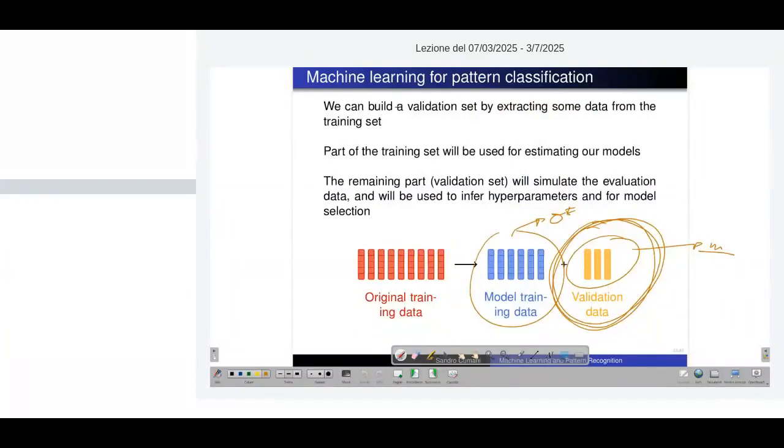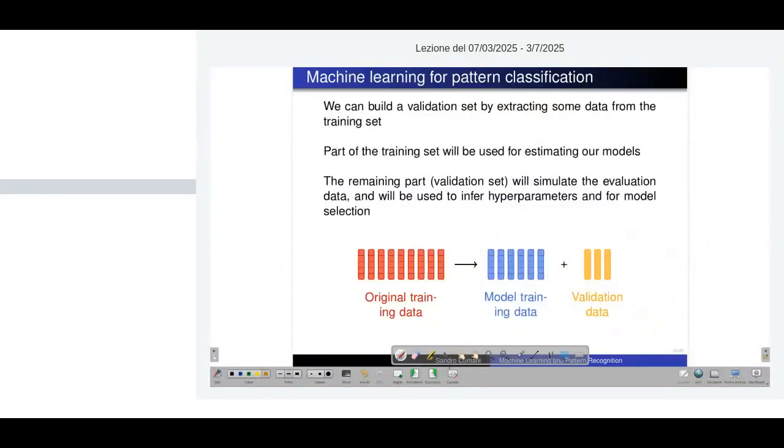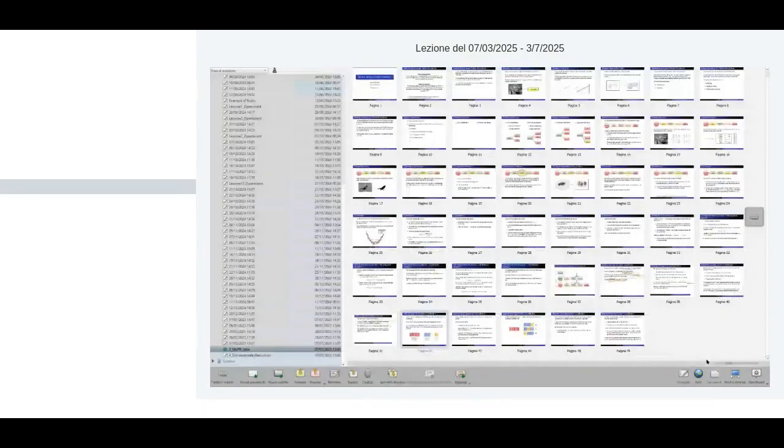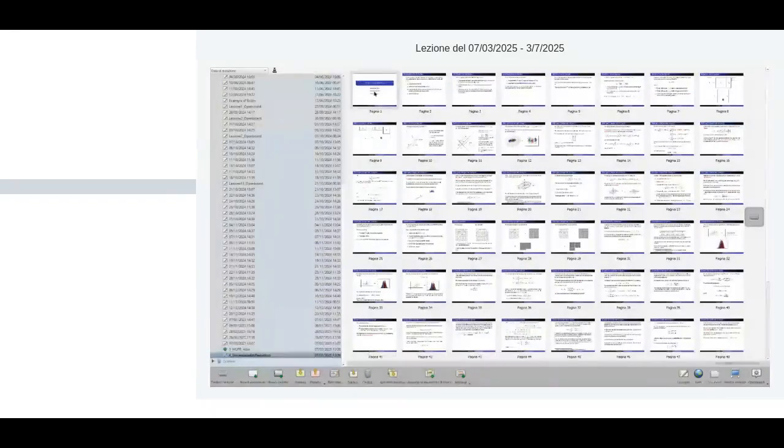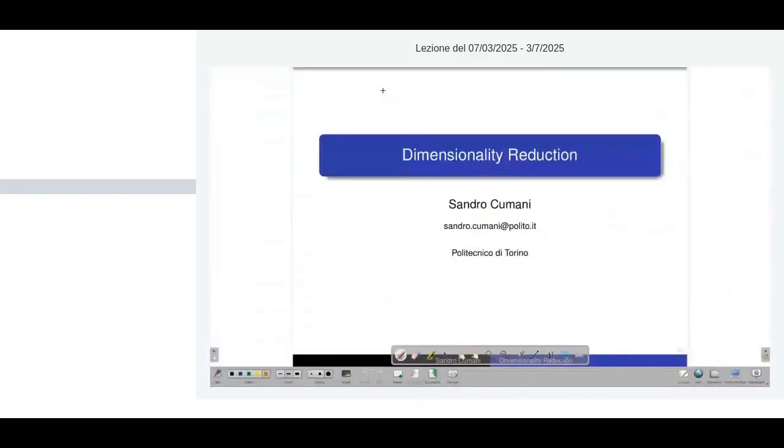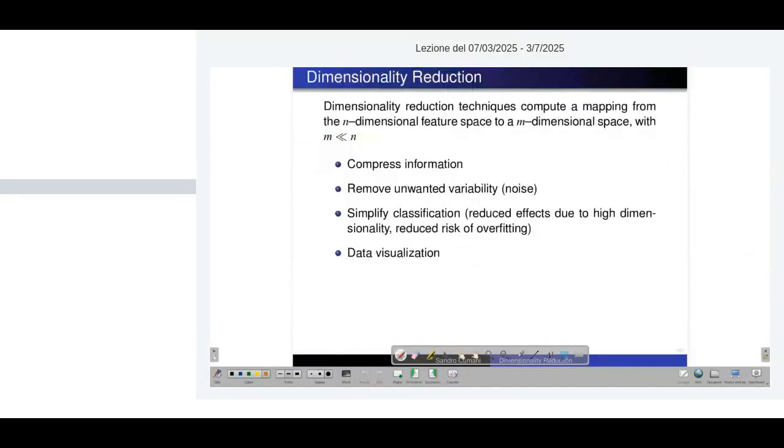Okay, if there are no questions, we can start with the first machine learning algorithm that covers dimensionality reduction. So what we said up to now, we will now put it in practice.